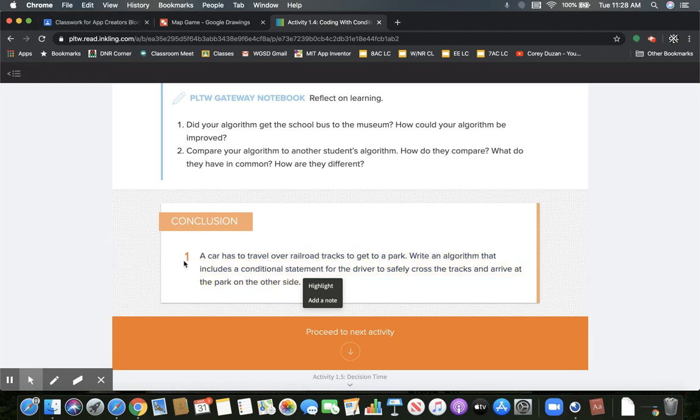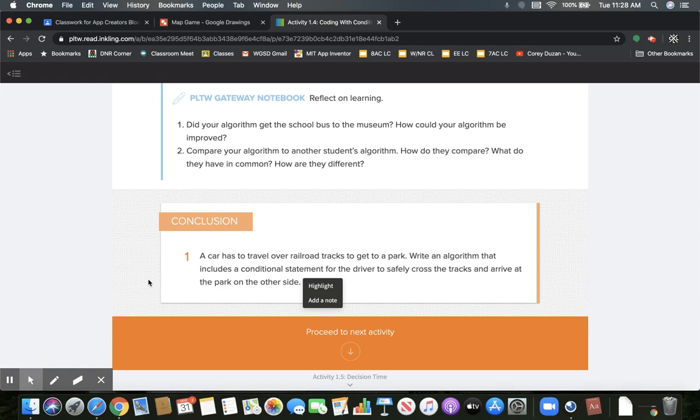A car has to travel over railroad tracks to get to the park. Write a simple algorithm that includes a conditional statement for the driver. I want you to give it a shot. You may be way off, may not. I'll give you feedback if you're way off. I just want you to try these things. So go ahead and complete your own flowchart, and you're going to have to submit that to me on Google Classroom, through a Google form.